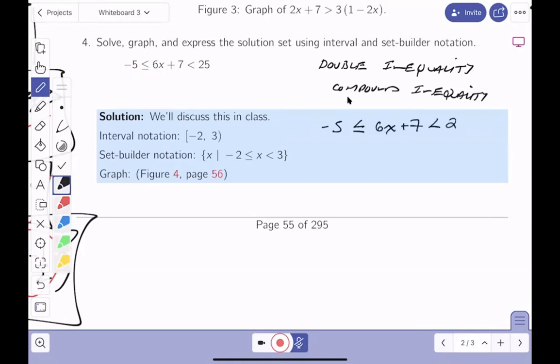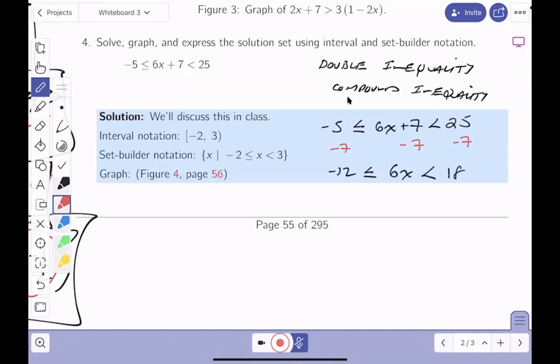Now these could be complicated, but I don't think it's going to be complicated yet. So what I want to suggest is to try to isolate the x if you can. And I'm going to subtract 7 from all the sides. And what would you get? You get minus 12. Again, subtracting 7 has no effect on the inequality. This would be 6x, and this would be 18.